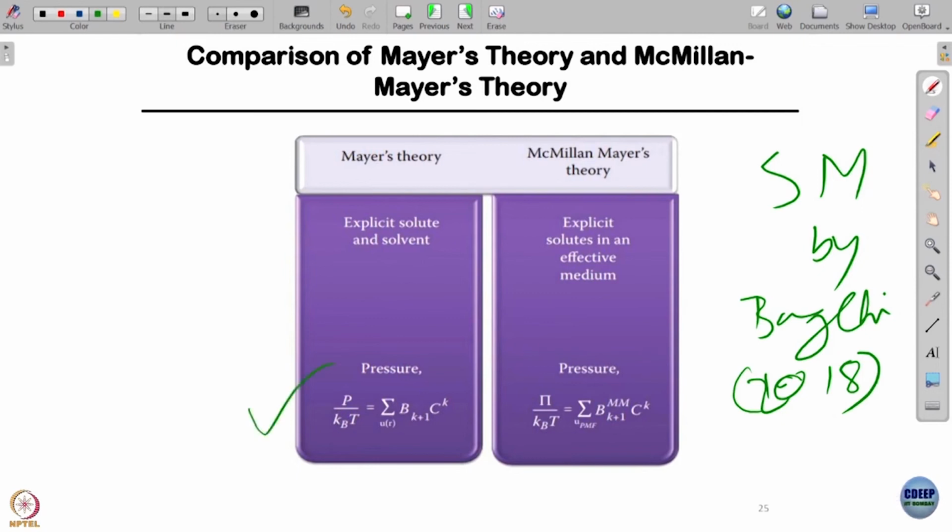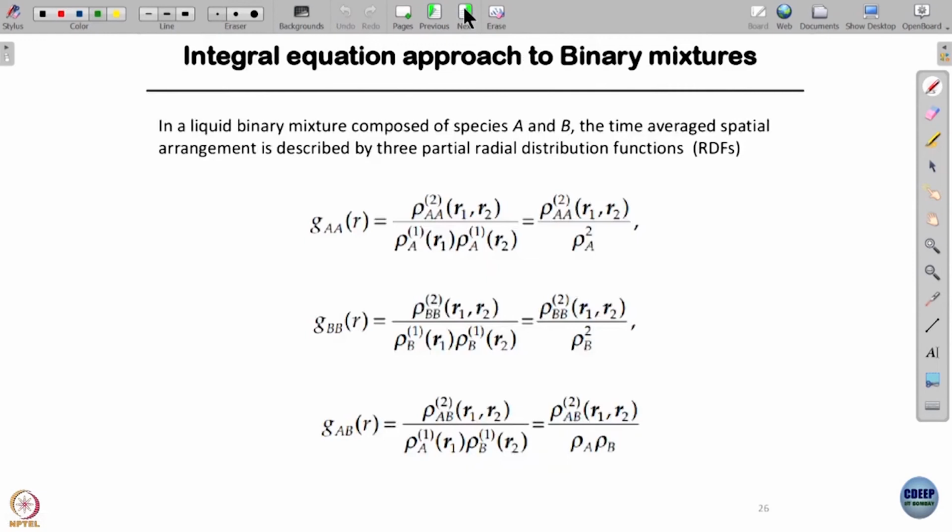So, this is the Mayer's virial expansion, and this is the McMillan-Mayer, except these are the virial coefficients we know, and this B_MM is the McMillan-Mayer virial coefficient. And then this was very important. What McMillan and Mayer did was derive an expression for B_MM and show that it is exactly the same thing. So, the virial coefficient can be expressed in terms of this G_BB.